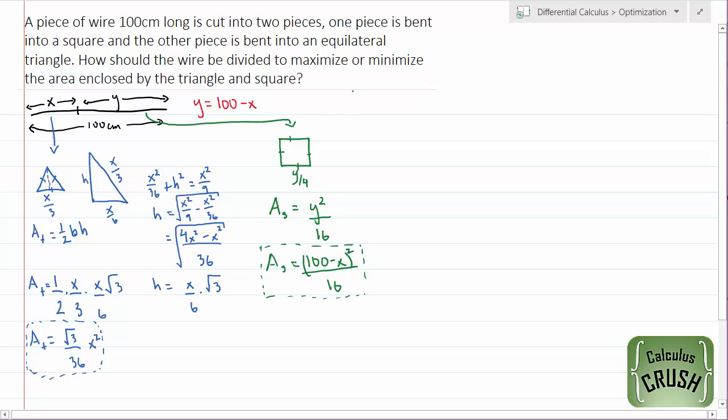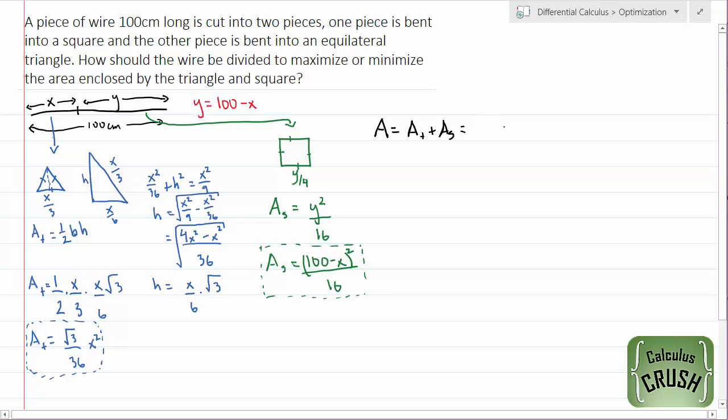Now what are we trying to do? We're trying to maximize or minimize the area enclosed by the triangle and the square. So we need to write out a formula for the total area. I'm just going to call that A. The total area is equal to the area of the triangle plus the area of the square.